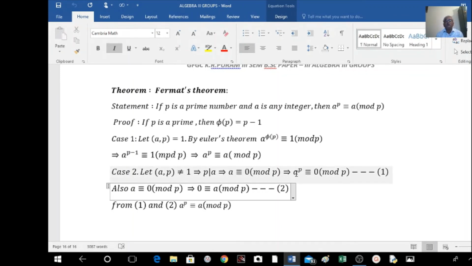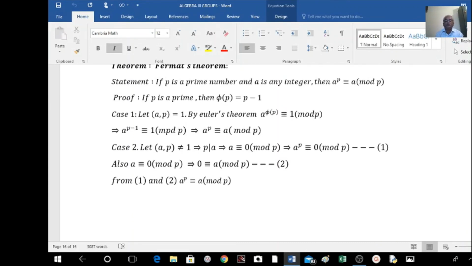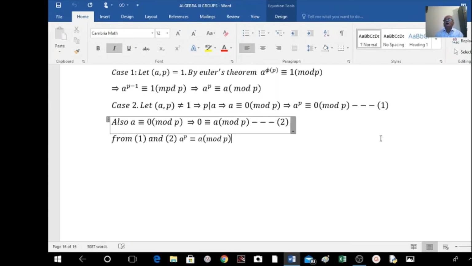So we have a raised to p congruent to 0 mod p, and 0 is congruent to a mod p. Therefore we can write a raised to p is congruent to a mod p. So from 1 and 2 we can write a to the power of p is congruent to a mod p. This is Fermat's theorem. Okay, thank you.